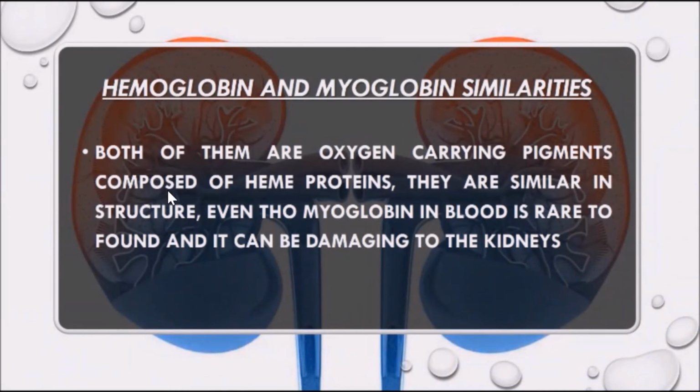Hemoglobin and myoglobin similarities. Both of them are oxygen-carrying pigments composed of heme proteins. They are similar in structure, and even though myoglobin in blood is rare to find, it can be very, very dangerous and damaging for the kidneys.